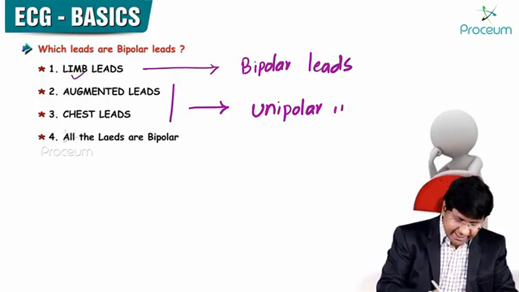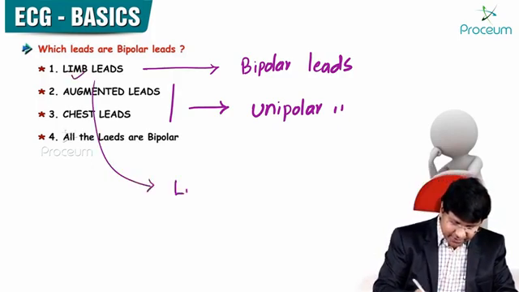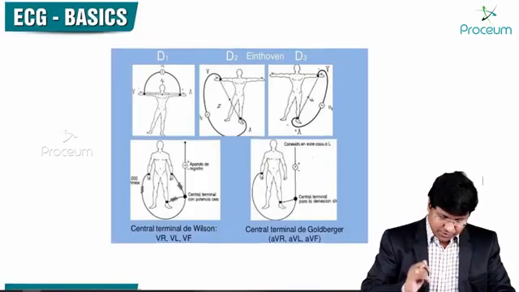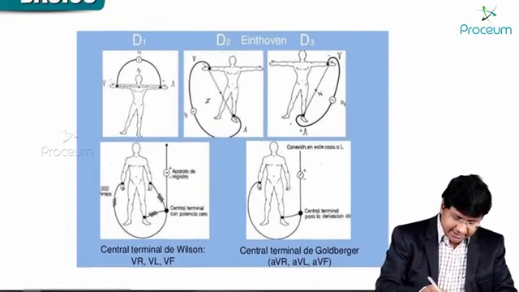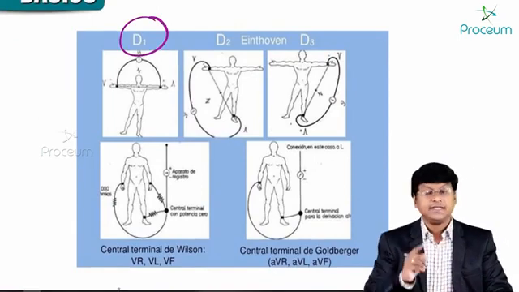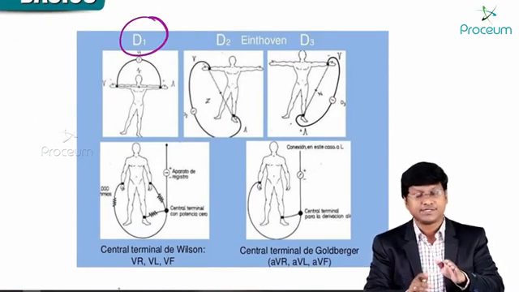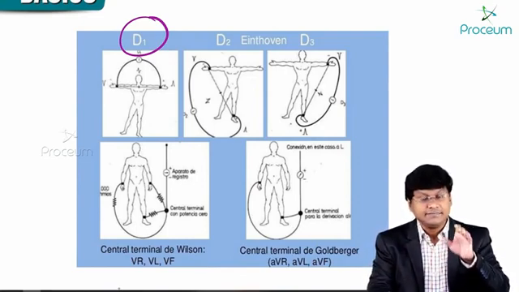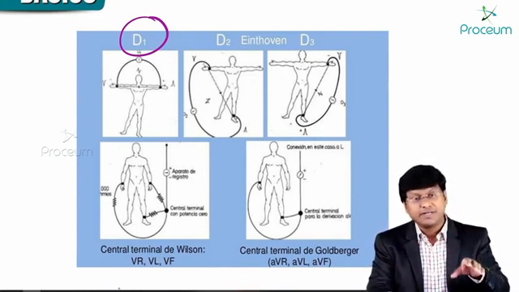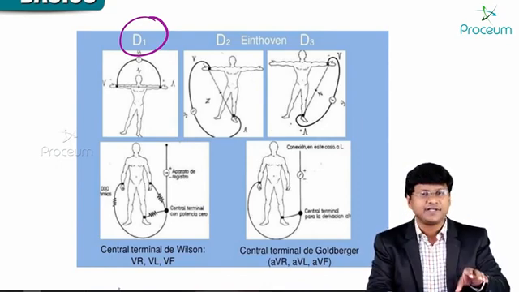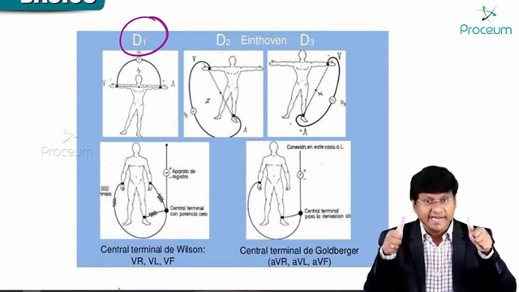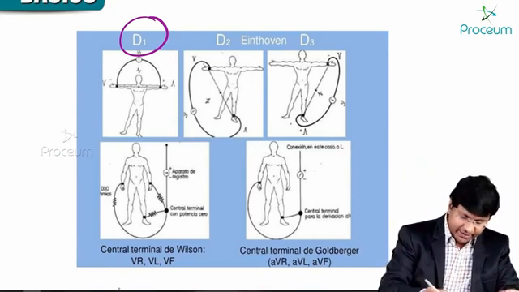Limb leads, what did I tell you? You have lead 1, lead 2 and then lead 3. Let me show you that. You take lead 1. Limb leads are what? They are your bipolar leads. That means limb leads are those which will measure the potential difference across the two ends. Right?